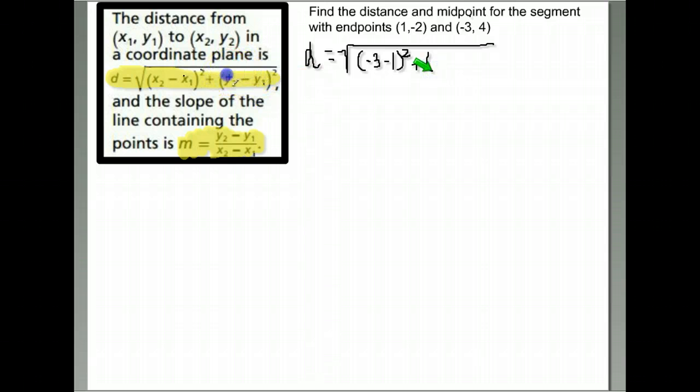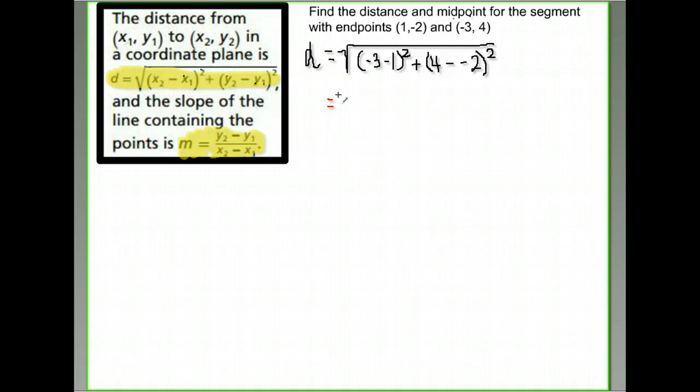New parenthesis. Now it says y2, which means the y from the second point. The y from that point is 4. Minus y1, the y from our first point, which is -2, so we subtract -2, squared. Okay, so we've got the distance formula set up. Now we just need to carefully evaluate it.